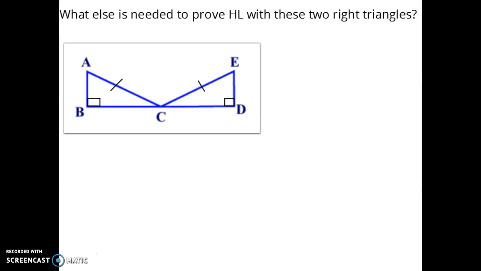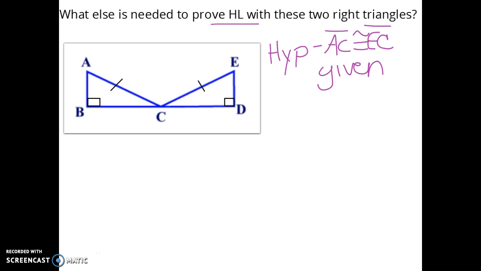What else is needed to prove hypotenuse leg? The HL means hypotenuse leg, with these two right angles. Okay, so we know that here's the hypotenuse of this triangle. How do I know that? It's right across from this right angle. Here's the hypotenuse for this triangle. How do I know that? It's right across from that right angle. And I'm only proving hypotenuse leg. I already know what the hypotenuse is. I know that hypotenuse AC is congruent to hypotenuse EC because it's given.